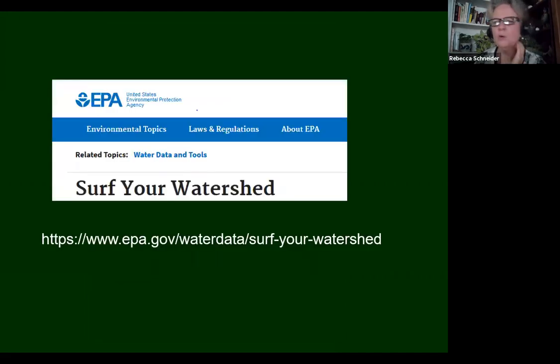So how do you know where the border of your watershed is? Where's the watershed divide? In the United States, EPA has put together a website called Surf Your Watershed. This is not in your packet. I just put this in today. And so it actually identifies watersheds all across the country of different sizes. They have a whole numbering system for small to large watersheds and gives you lots of information about your watershed.